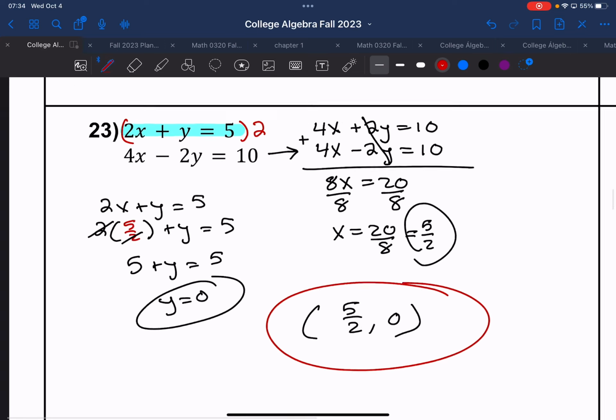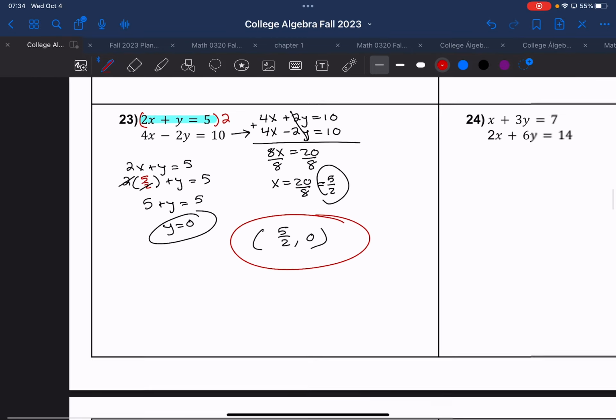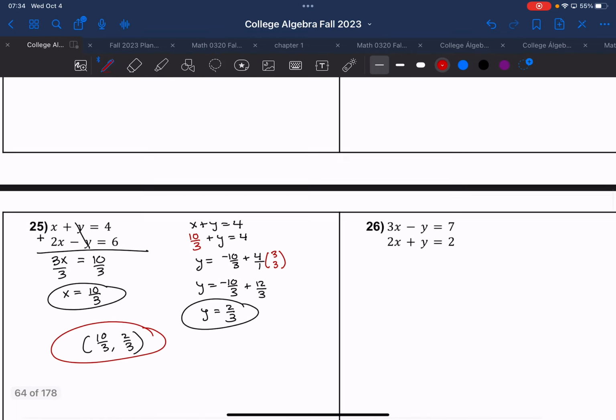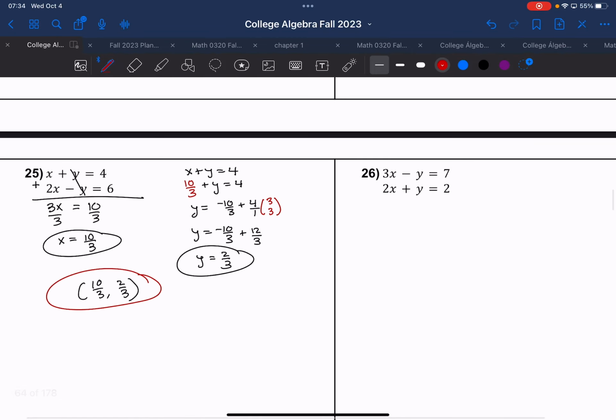Okay. Just trying to do 8 of these problems.